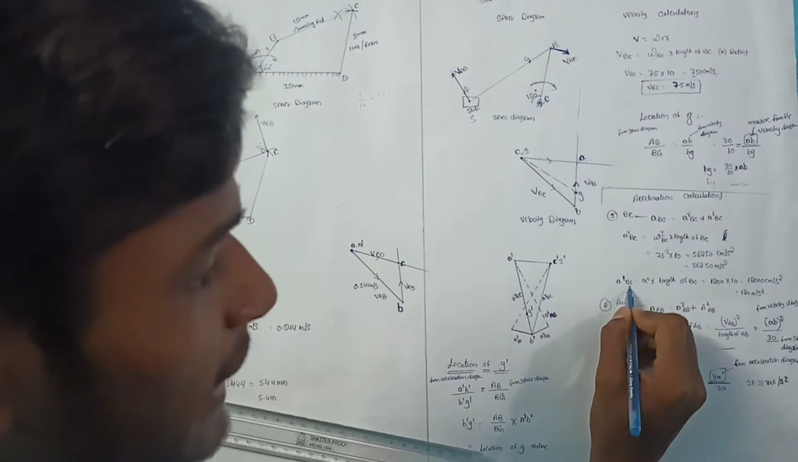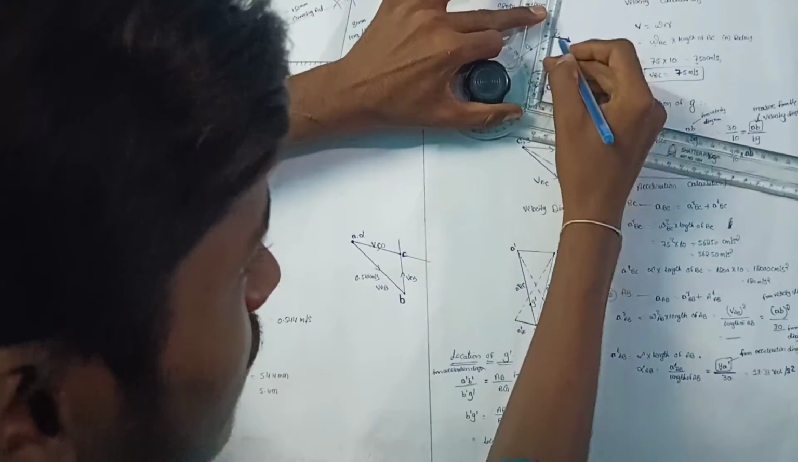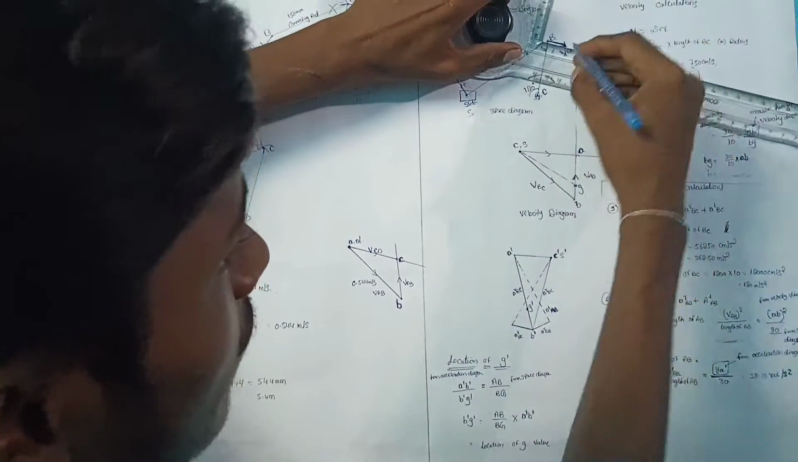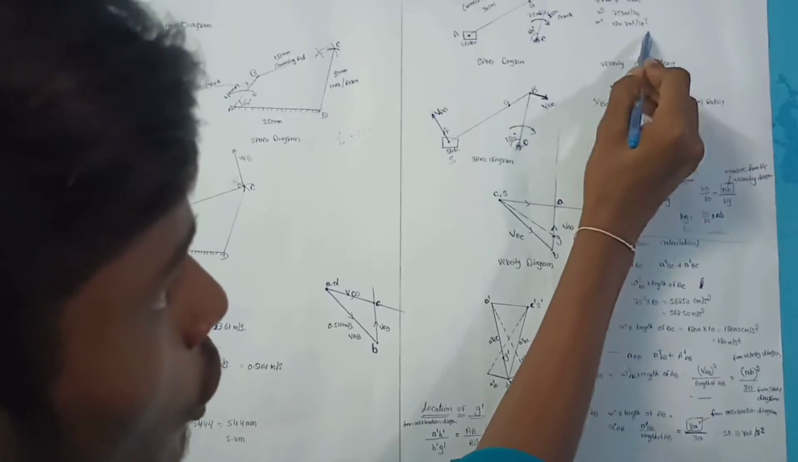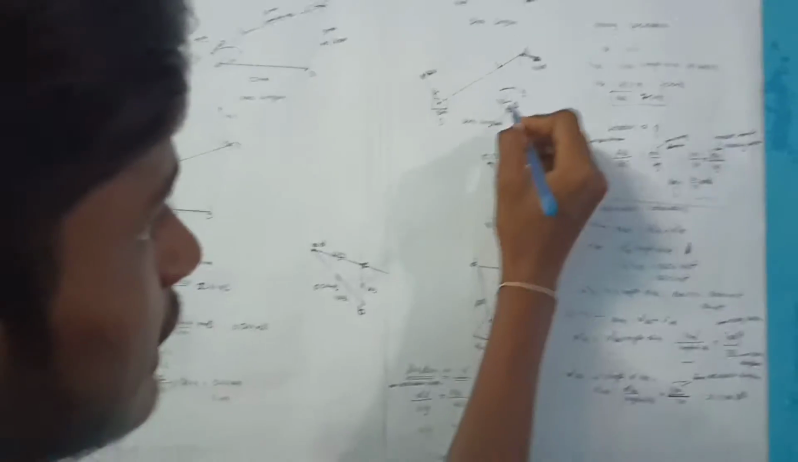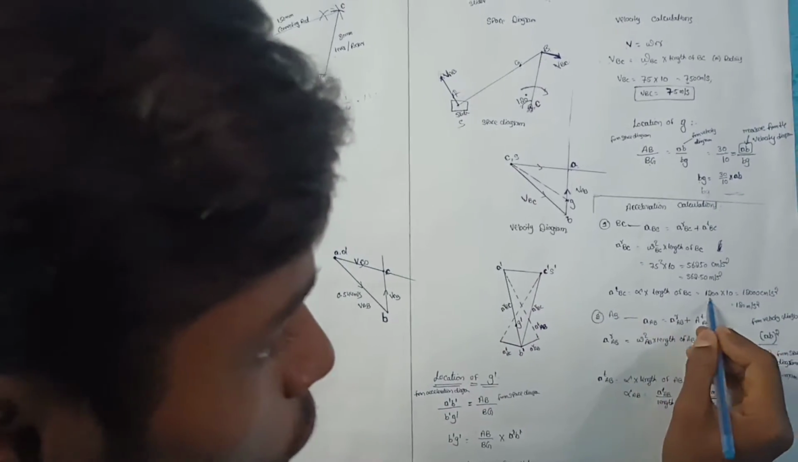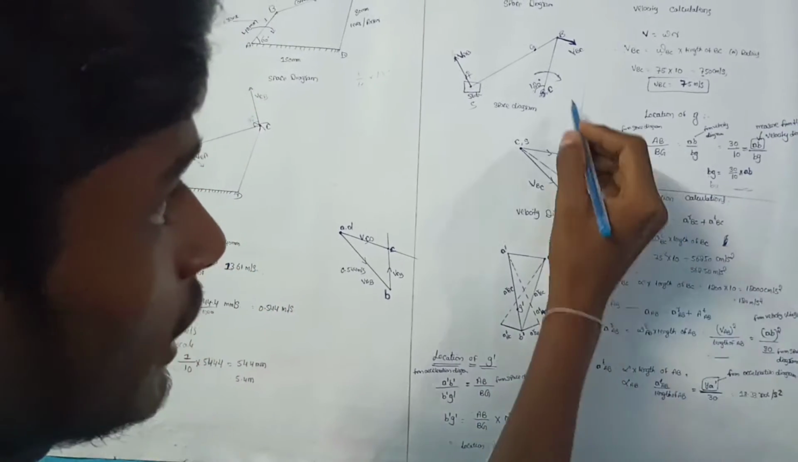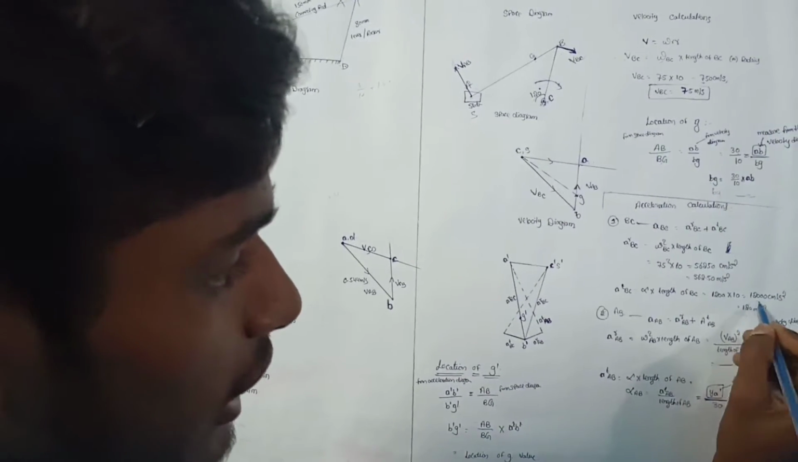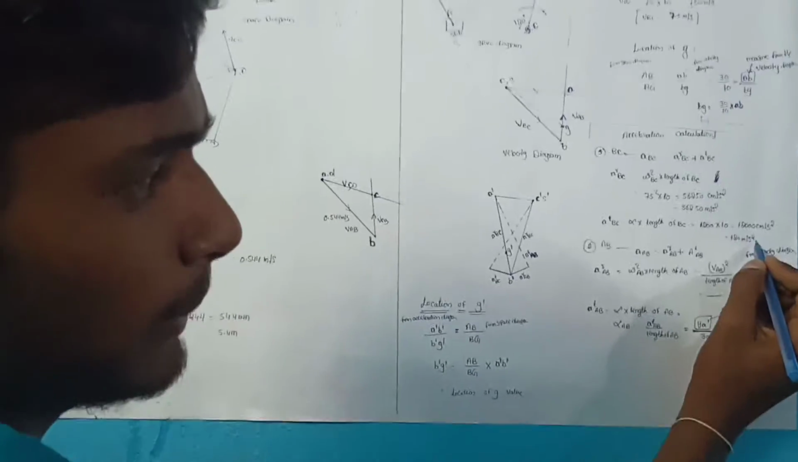Next, the tangential component of BC. BC is a link, and the tangential component is perpendicular. So for that, alpha into the length of this link. Alpha is given in the question as 200 radians per second squared, and this link length is 10 centimeters. So 200 into 10, both given in the question, gives 2000 centimeters per second squared. It should be converted into meters per second squared.